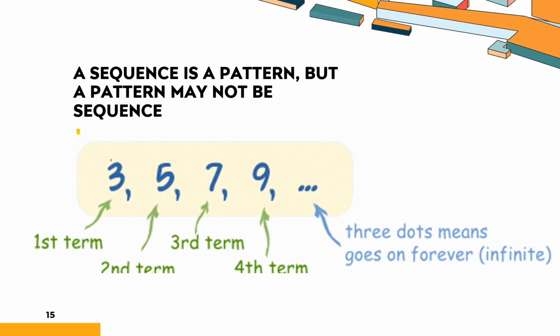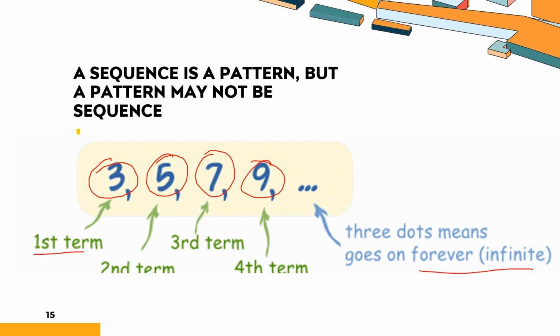The other thing that you want to know is this is your first term, your second term, third term, fourth term. These dots mean it goes on forever, it's infinite. But it's important to know first term, second term, third term, fourth term. Moving on.